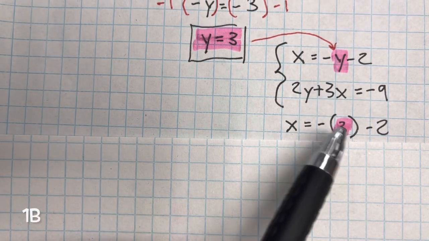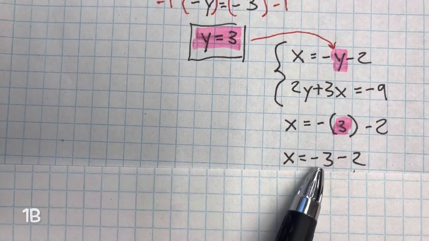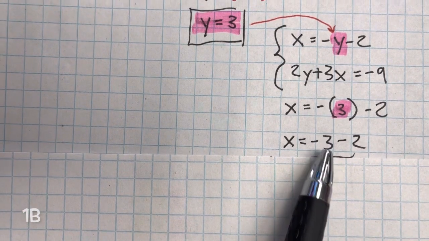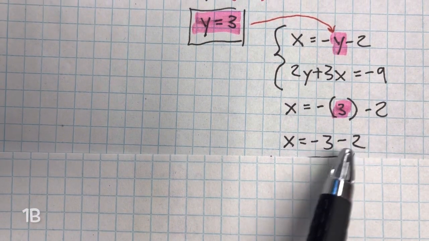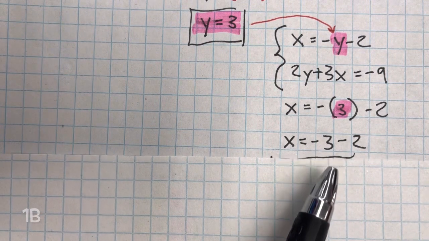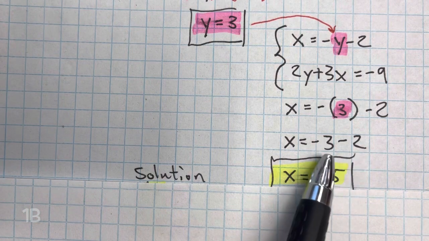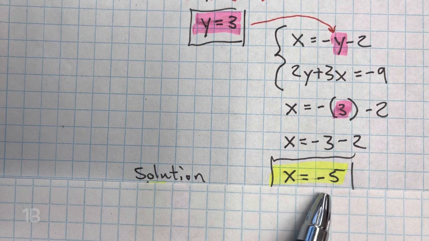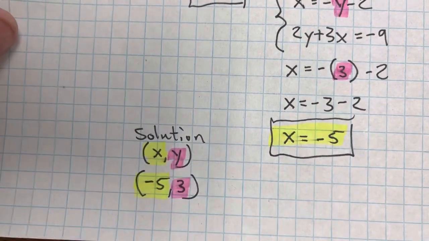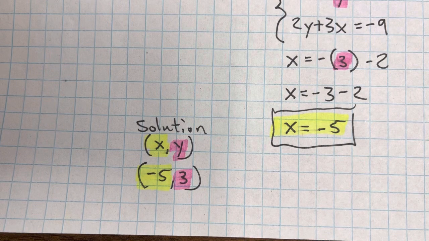So what is the opposite of a positive 3? Negative 3. And so now we have more negatives than positives. Since they're both negatives, you know the sum of these is going to be a negative. And when the signs are the same, you add them together. So negative 3 and negative 2 equals negative 5. So the solution to our system is negative 5, 3.